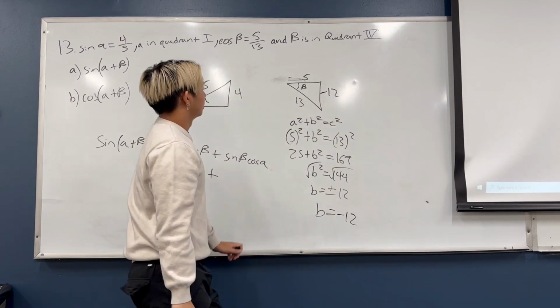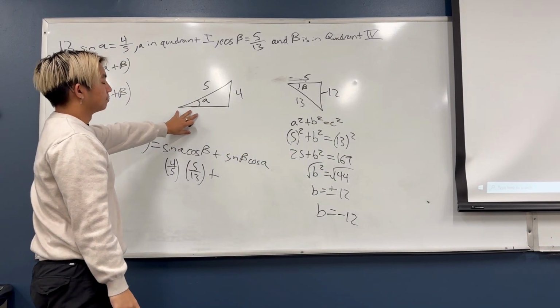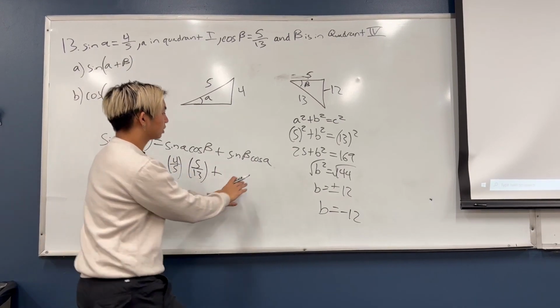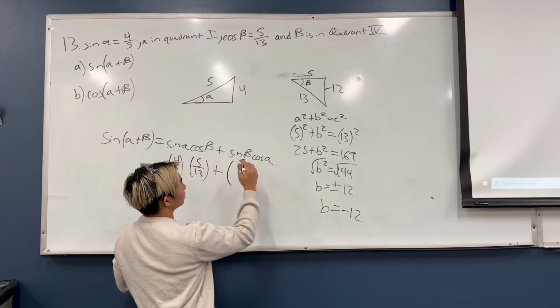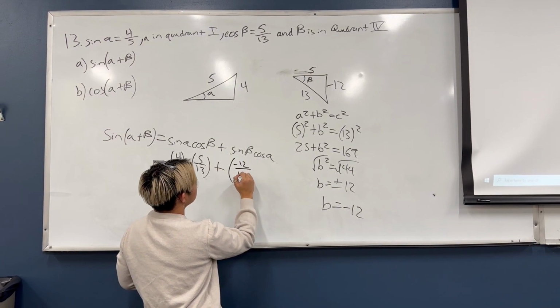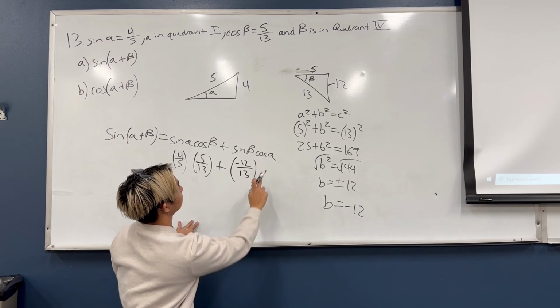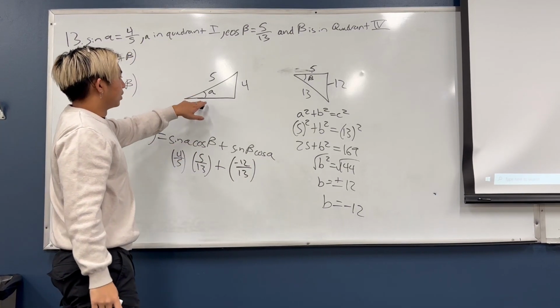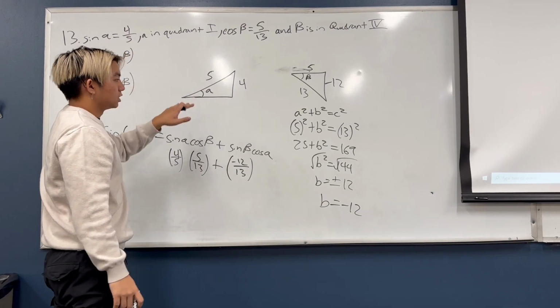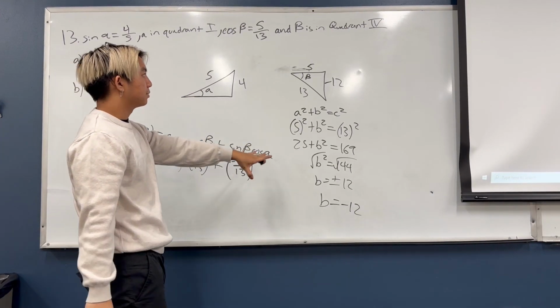Just like that. Cool. And then what about triangle A? We need to find the cosine. Or I guess we can fill this in first. So sine of beta is negative 12 over 13, and we need to find cosine of A. We're missing one side, and we have our opposite and our hypotenuse. So again, I want to do the whole Pythagorean theorem again.